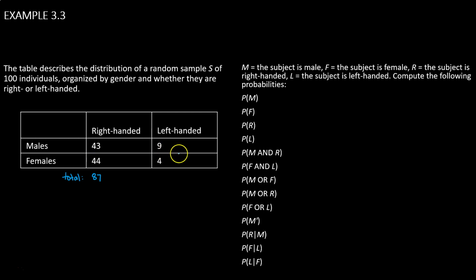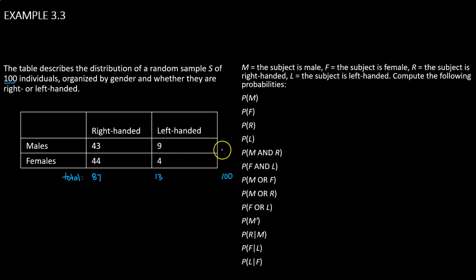We can do the same thing for left-handed people. 9 plus 4 would give us the total of those who are left-handed. So we have 13 left-handed individuals. And we can double check that we've accounted for everyone by adding the right hands plus the left hands to see our total does match the 100 from our sample.